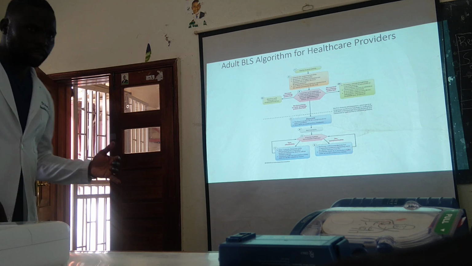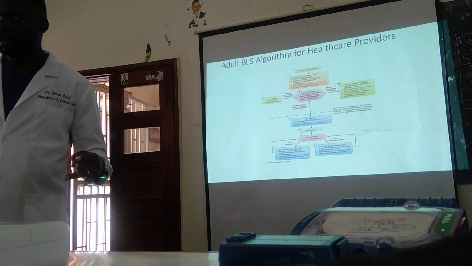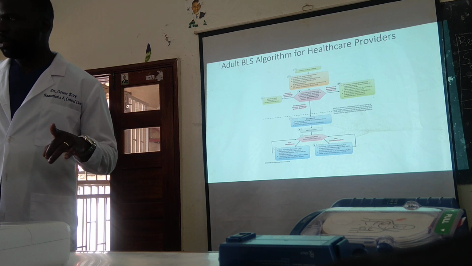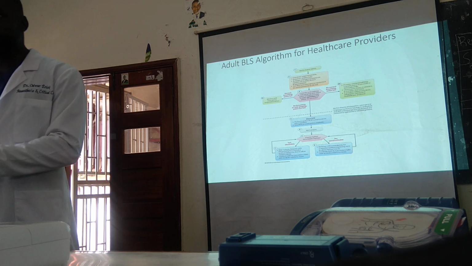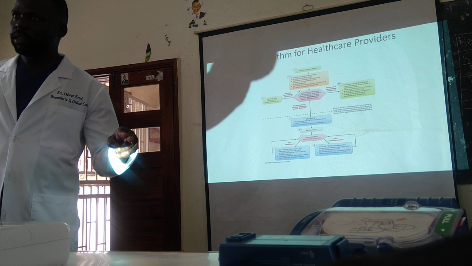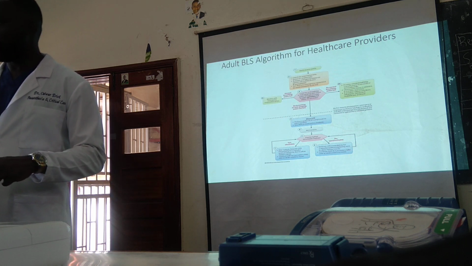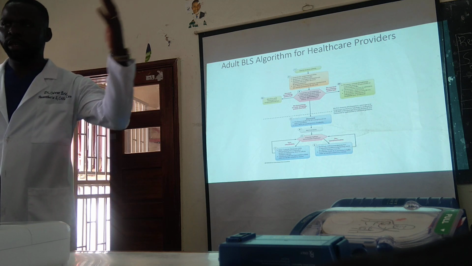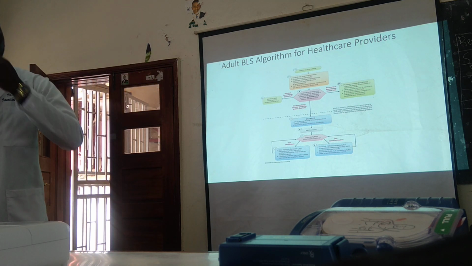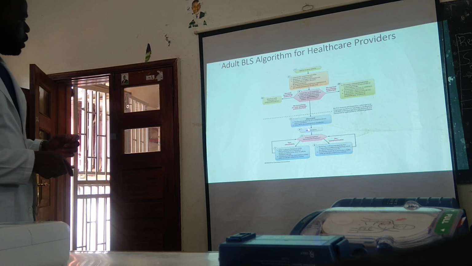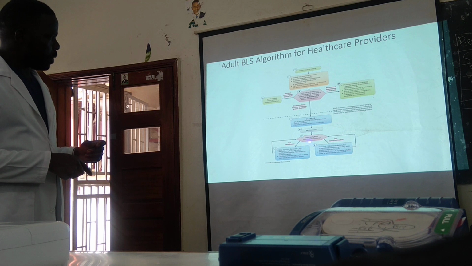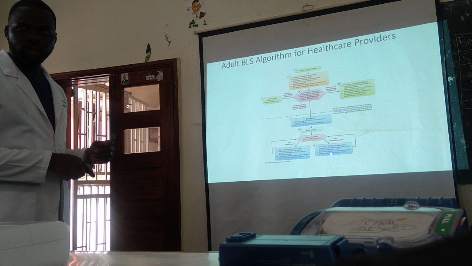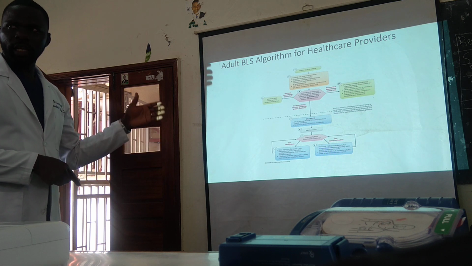If there's no pulse and no breathing, you start chest compression straight away. If you're alone, you do it alone; if you're two, one person does chest compression, one gives rescue breaths. If you're many, these would be the roles: chest compression, rescue breaths, getting the AED, and all that. When the AED arrives, you check for rhythm and pulse. For non-shockable rhythms, you continue chest compression.